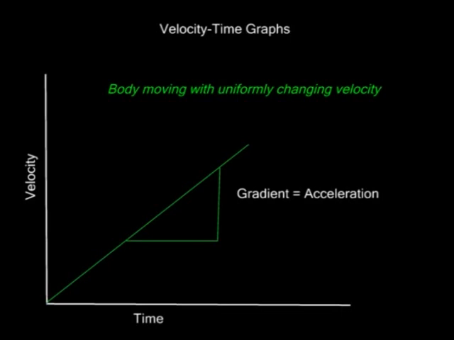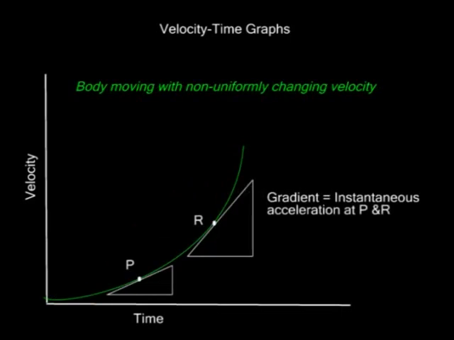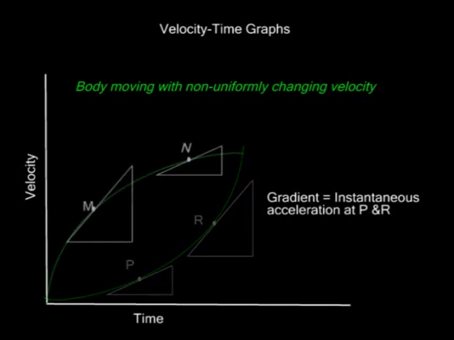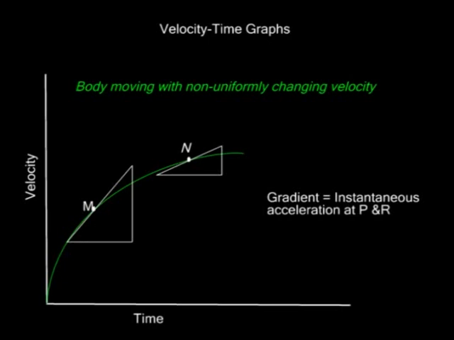For a body moving with its velocity changing non-uniformly, the velocity time graph is a curve. The curve is steeper at R than at P, and the rate of change of velocity with time at R is therefore higher than that at P. The acceleration thus increases with time. For an acceleration that reduces with time, the graph is the reverse of such. Here, the curve is steeper at m than at n.